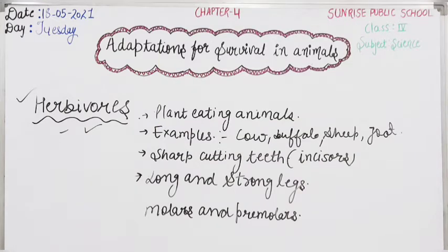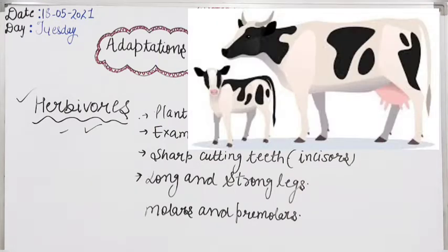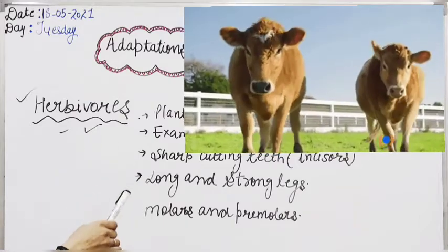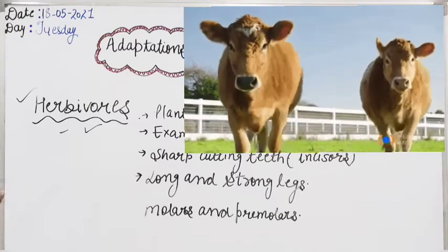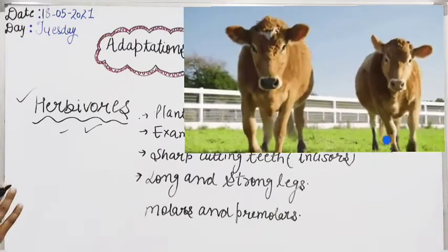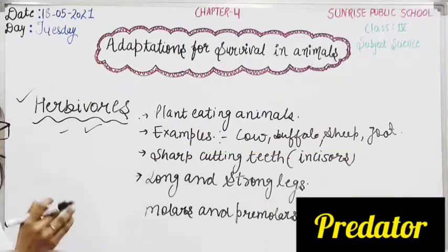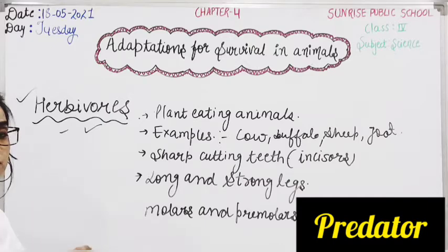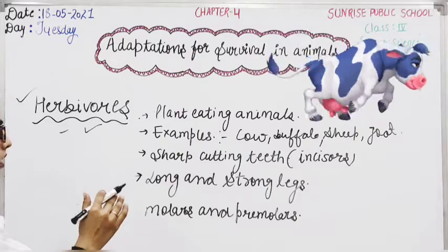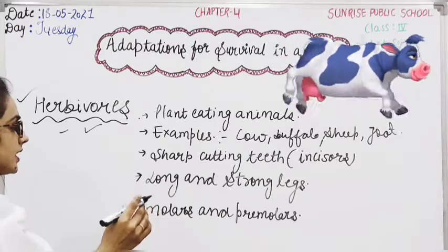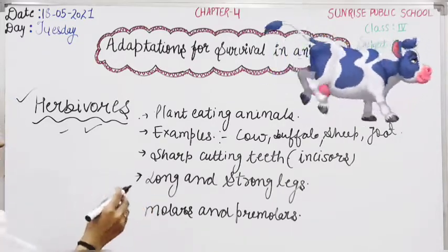Okay, and they have long and strong legs as they have to travel long distances in search of food. Their legs also help them to run away from predators. Predators are those animals which can attack them. Okay, so they can walk or they can run easily with the help of their strong legs.